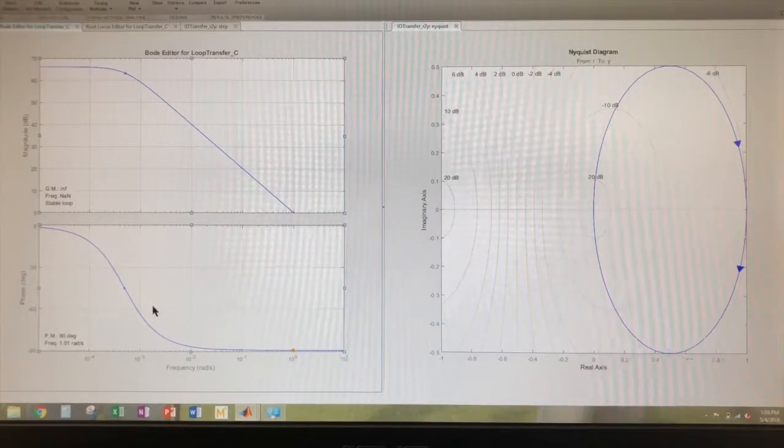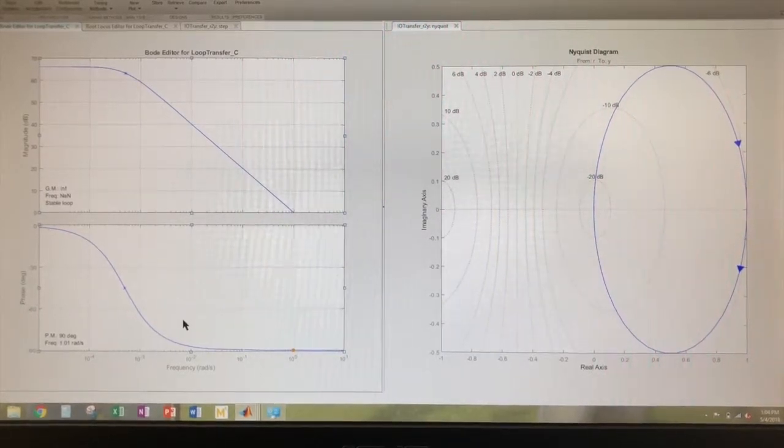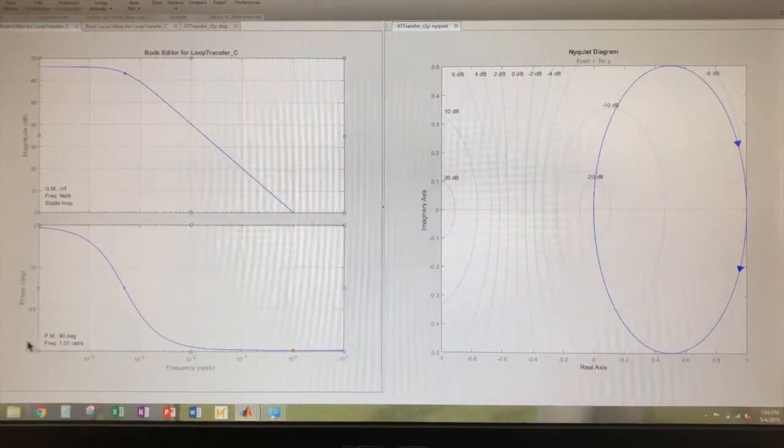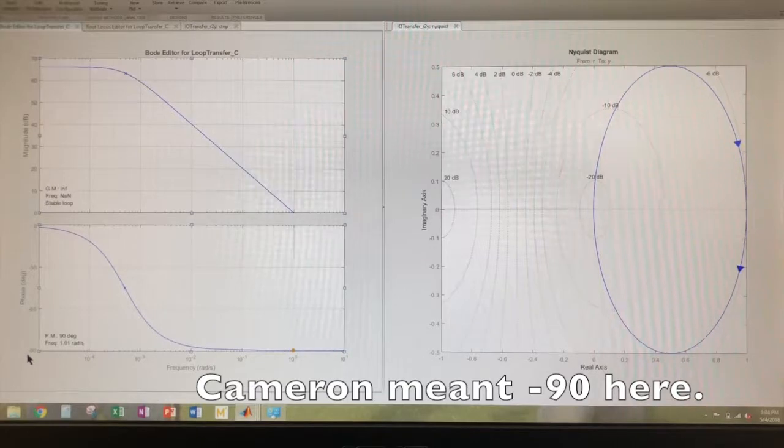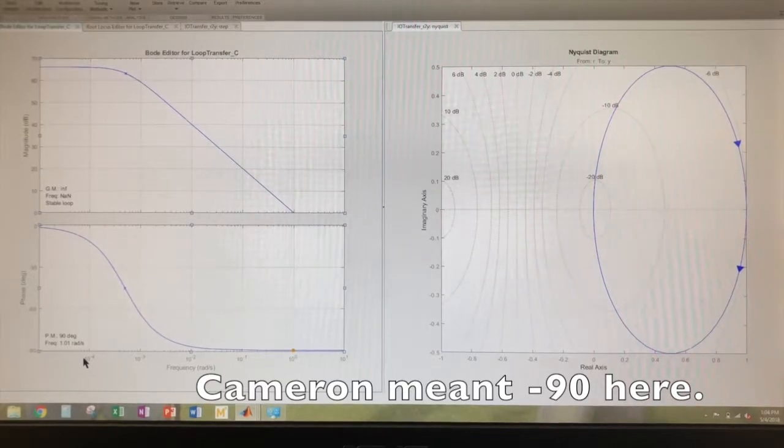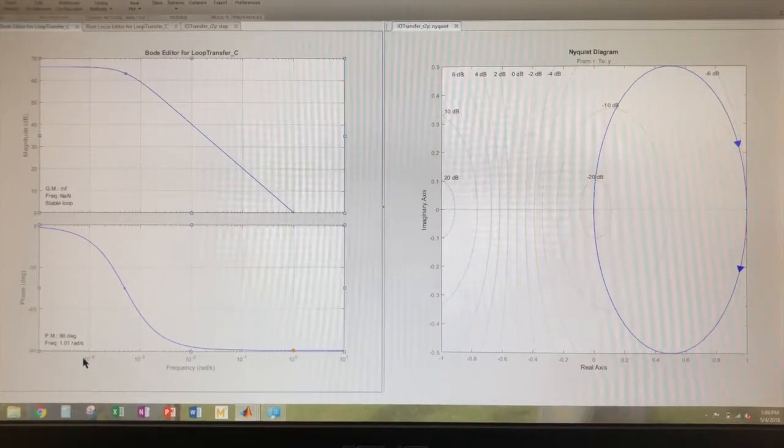The first thing to look at is the phase graph down here. Notice that it never crosses negative 180. It's right about negative 190 right there. This tells us that regardless of how we adjust the values associated with our controller, it will never become unstable.